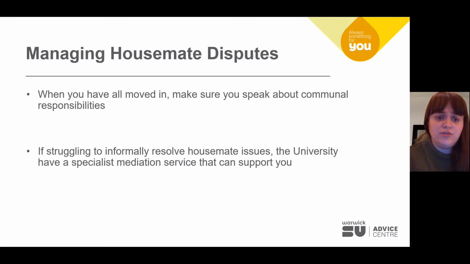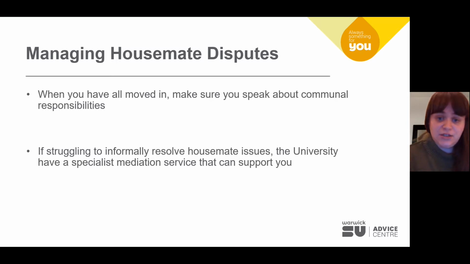So we'd always encourage you to speak to them first. For example, set up a rota with cleaning issues, taking the bins out, things that are communal responsibilities, to avoid any issues later down the line. If you do have disputes with your housemates, again, we'd always encourage you to informally try to resolve those. So speak to your housemate about the issues, try to negotiate a compromise and resolve them to avoid any further processes that you need to go through.